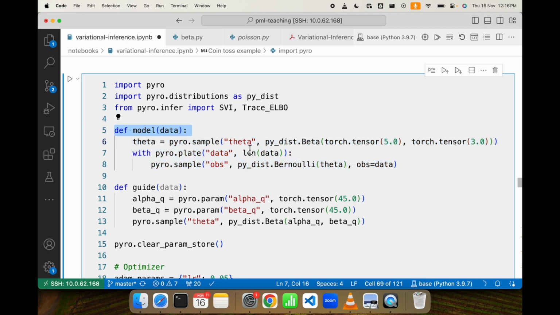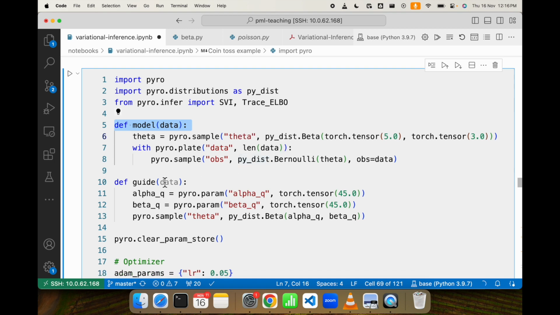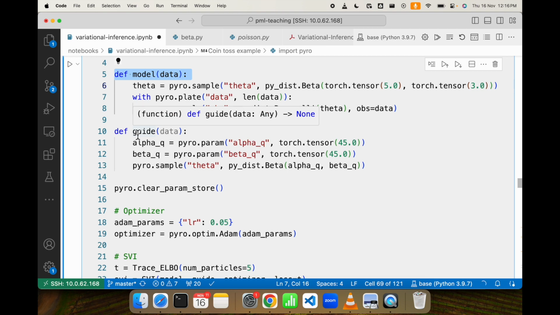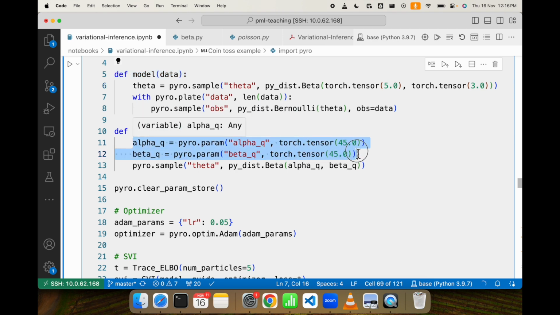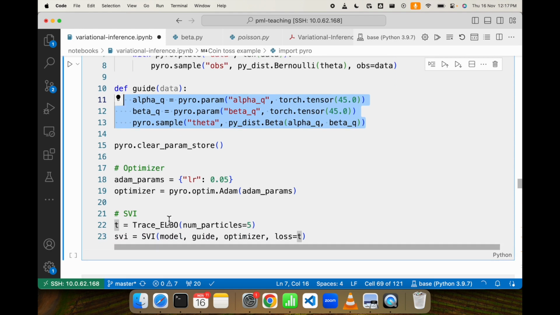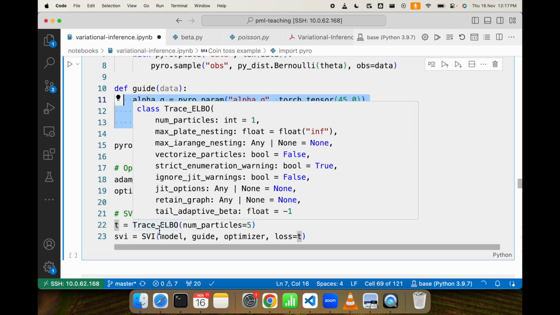Pyro will automatically use these lines of code to figure out the log prior term, the log likelihood term, the log joint term. Then you have to specify the guide, or the target or the surrogate distribution. You are telling it that there are two parameters, alpha q and beta q, with initial values 45, 45, and then you're saying that my theta is sampled as beta. So this is basically your q distribution, a beta of alpha comma beta distribution, and then you give the Trace ELBO method as the loss function.